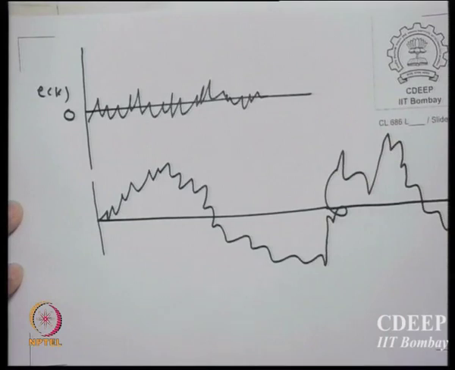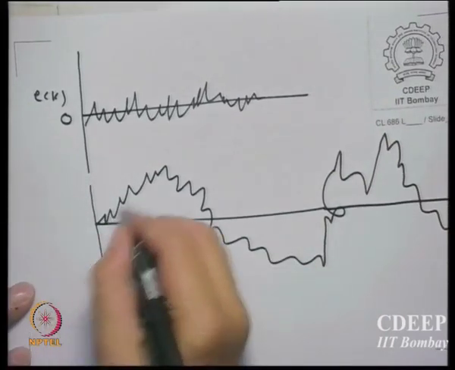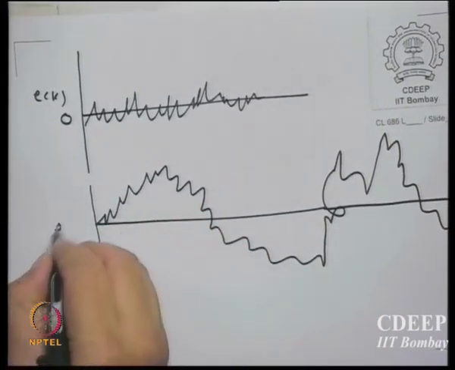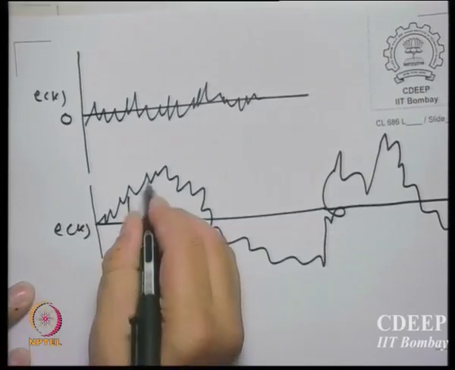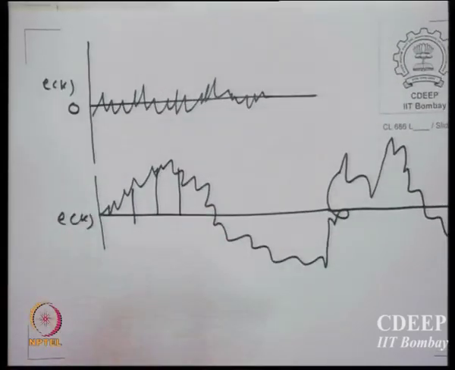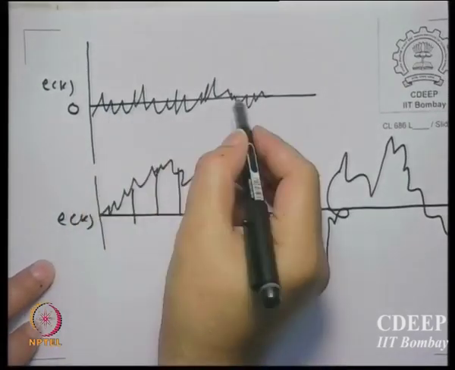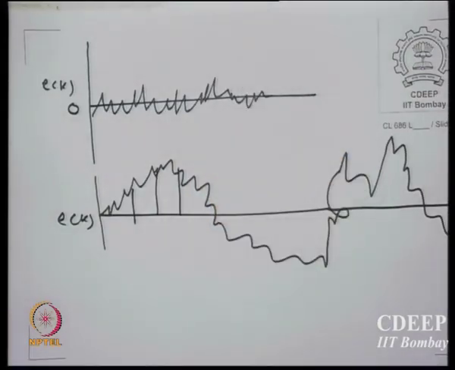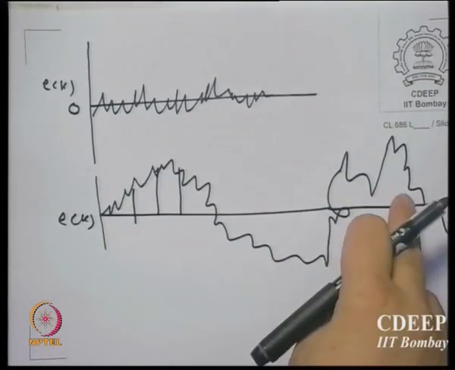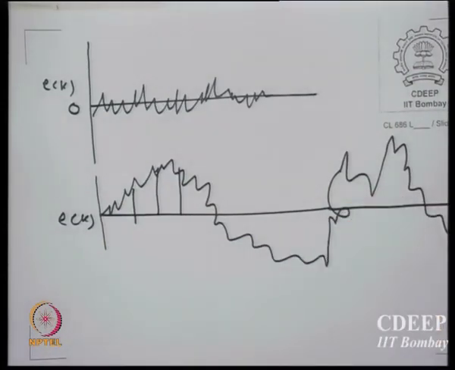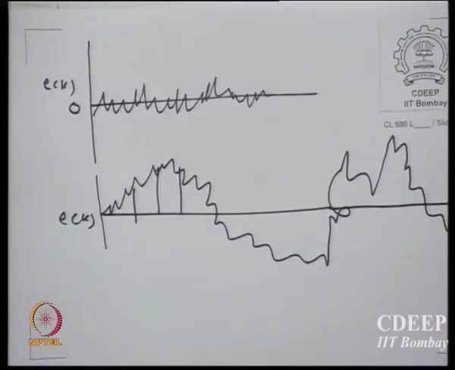e_k can be a drifting signal, which means there is a time correlation between k and k minus 1, k and k minus 5, you take any difference, there will be a time correlation. It is no longer a zero mean signal. A zero mean signal means that if you take a moving average, it will come out close to zero. Here it will not come out close to zero. Here you will see that there is a trend.